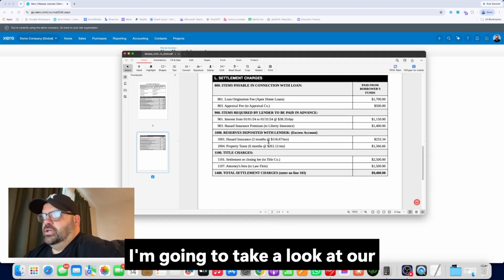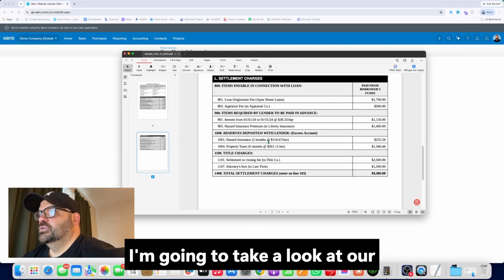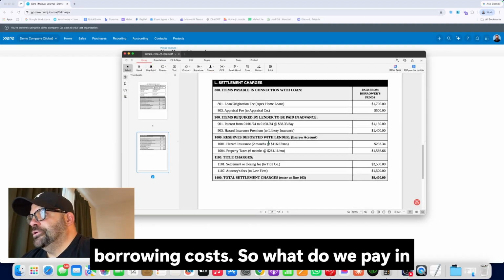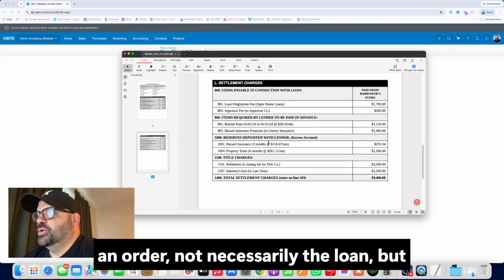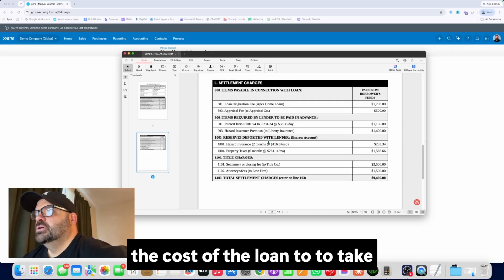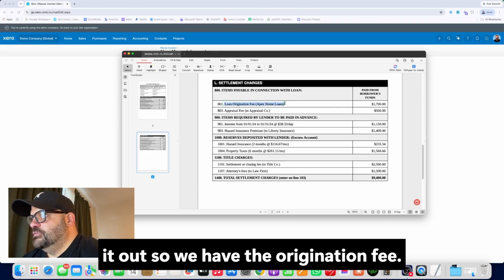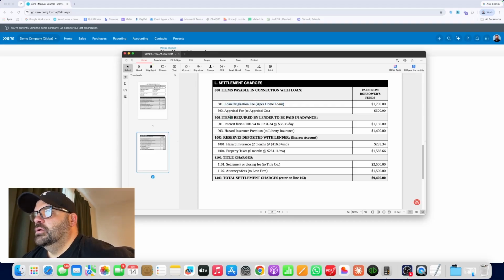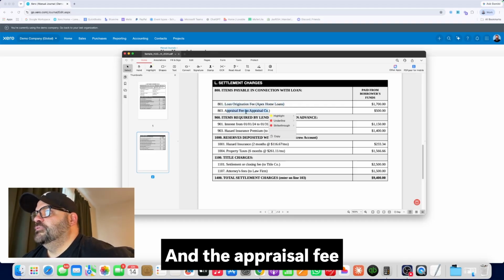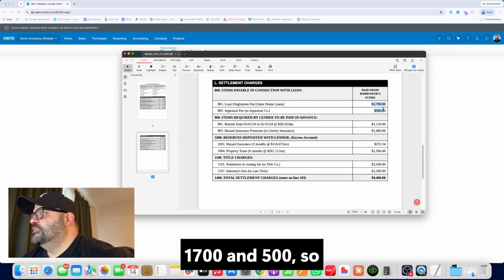Okay, next. I'm going to take a look at our borrowing costs. So what do we pay in order, not necessarily the loan, but the cost of the loan to take it out? So we have the origination fee and the appraisal fee, 1,700 and 500. So that's 2,200.